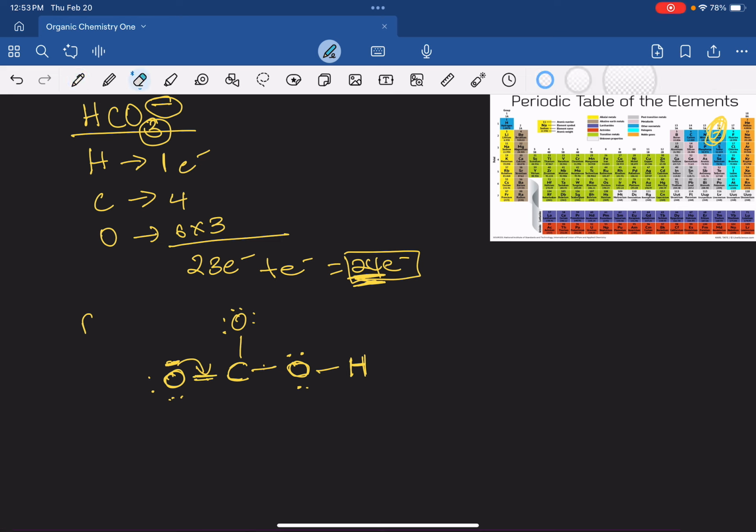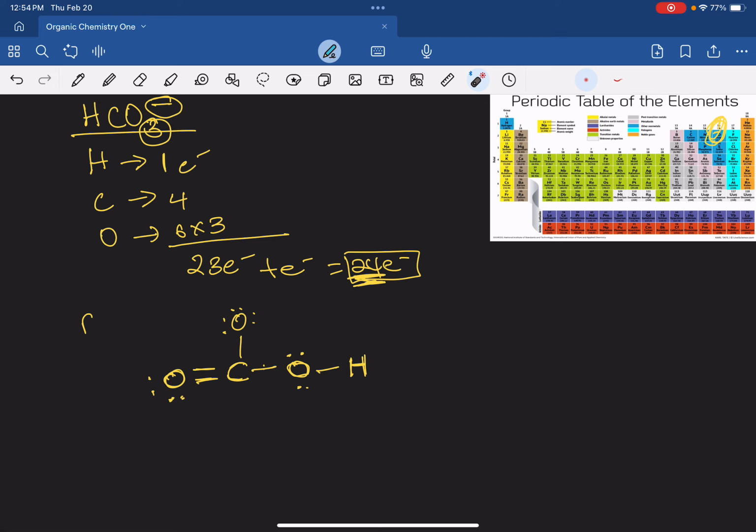That's the only way, because I only have 24 electrons. In order to keep the number at 24, I convert this into a double bond. Now everybody has a full octet, right? This has a full octet. This oxygen: 2, 4, 6, 8. Carbon is 2, 4, 6, 8. Oxygen 2, 4, 6, 8. So everybody has a full octet, which means our Lewis structure is good to go.